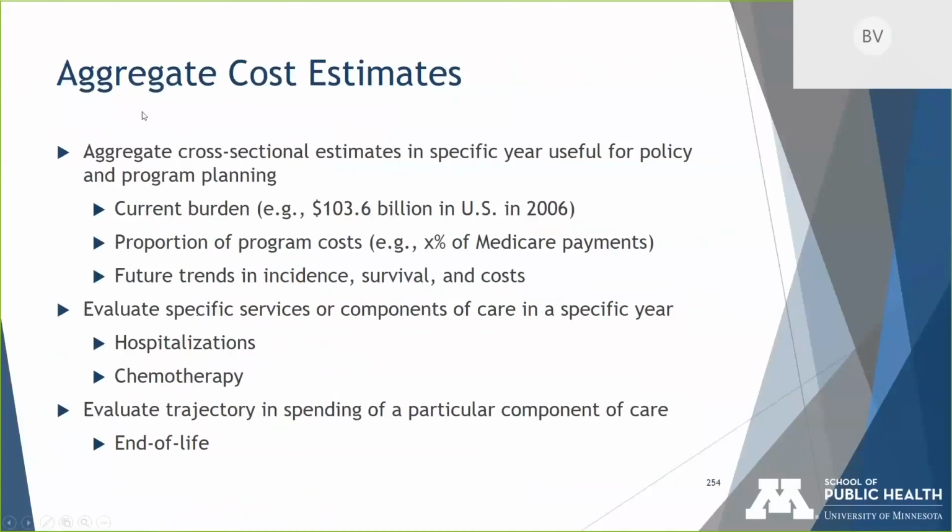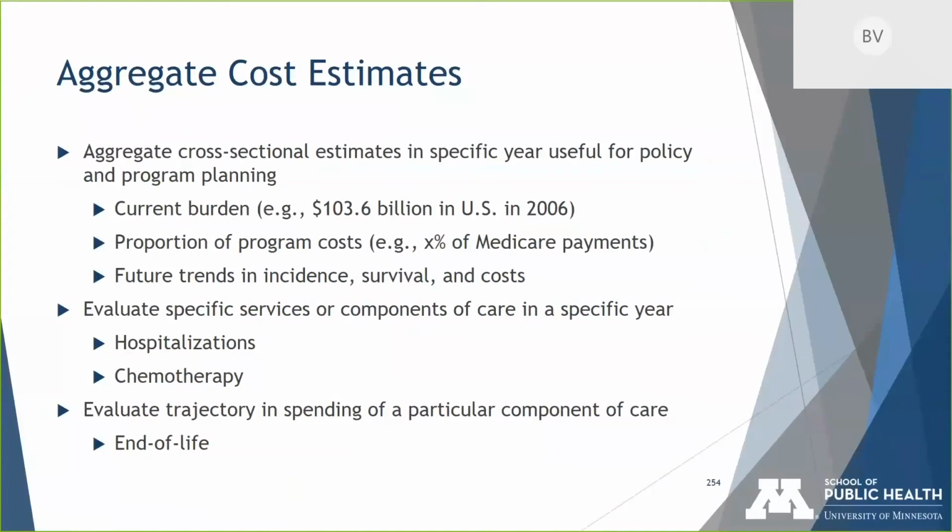So you will see aggregate cost estimates from Medicare. Like, $104 billion in the United States in 2006 was spent on cancer. You can do it as a proportion of Medicare payments. It may help predict future trends. You can use it to evaluate specific services.